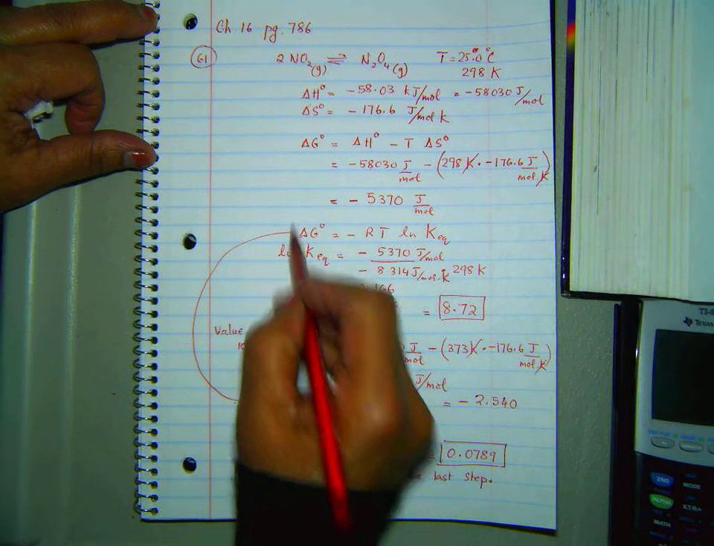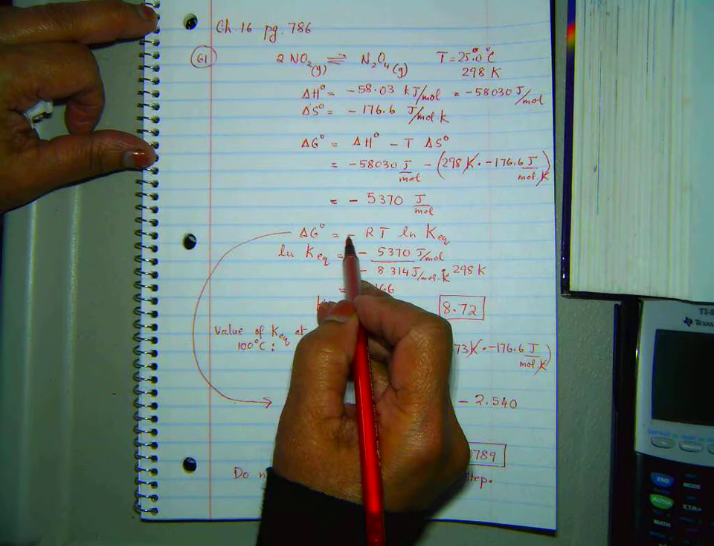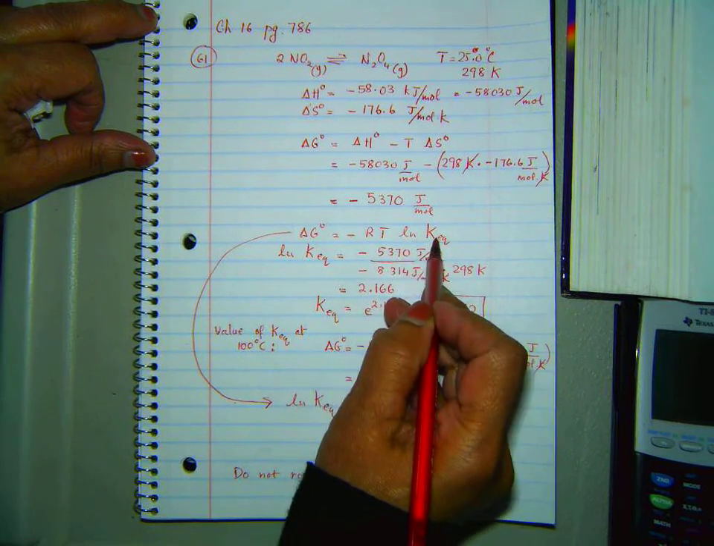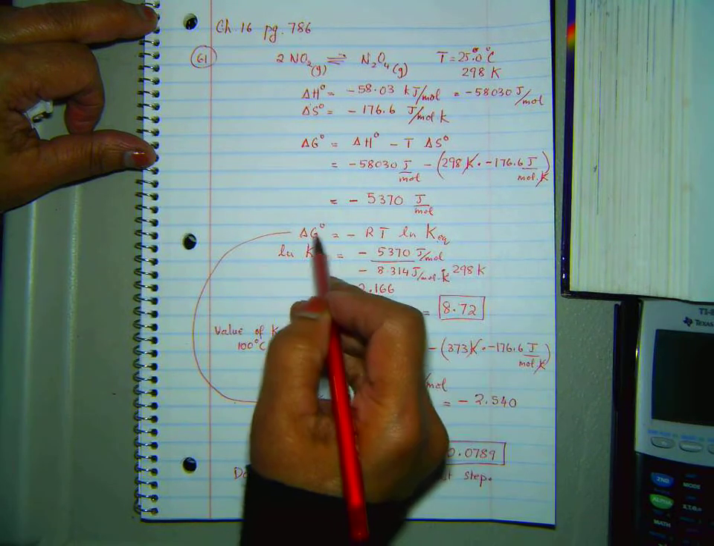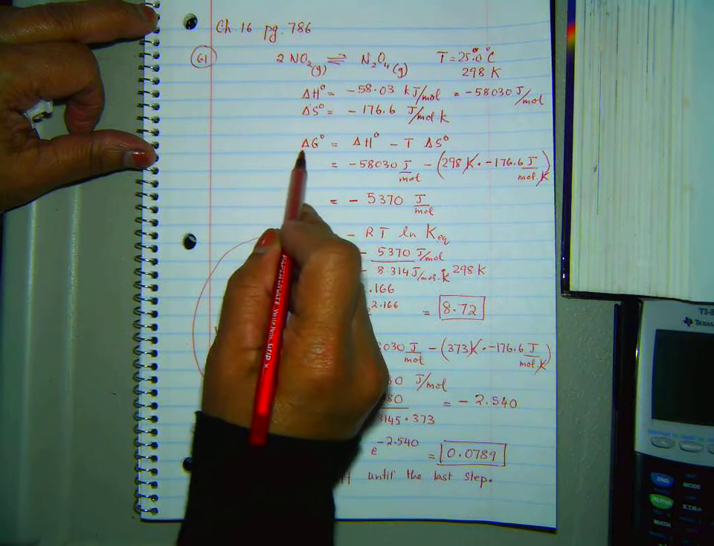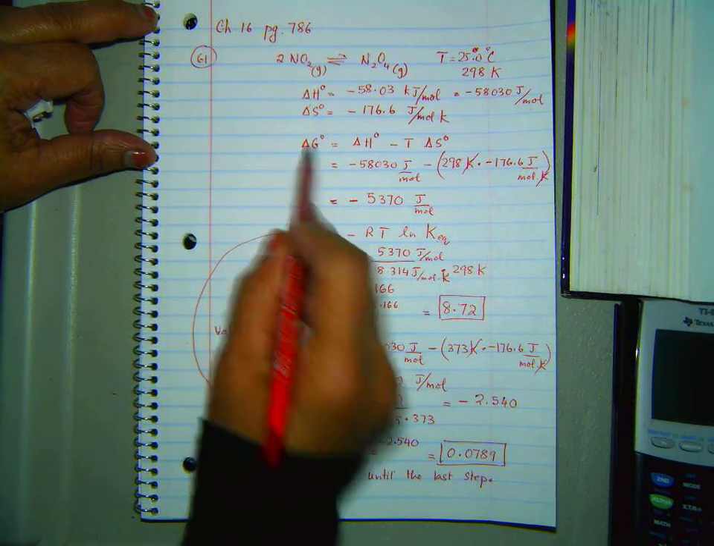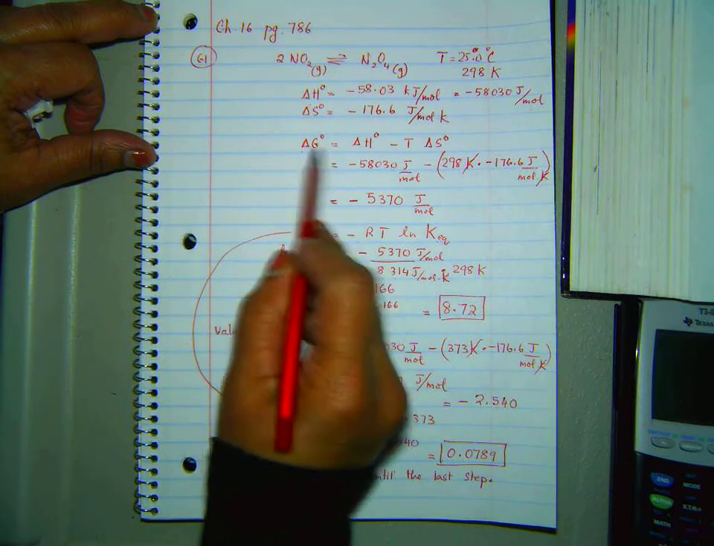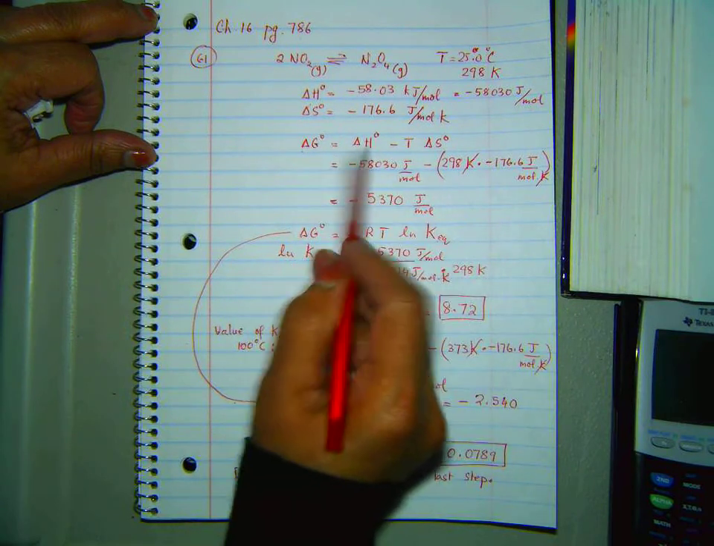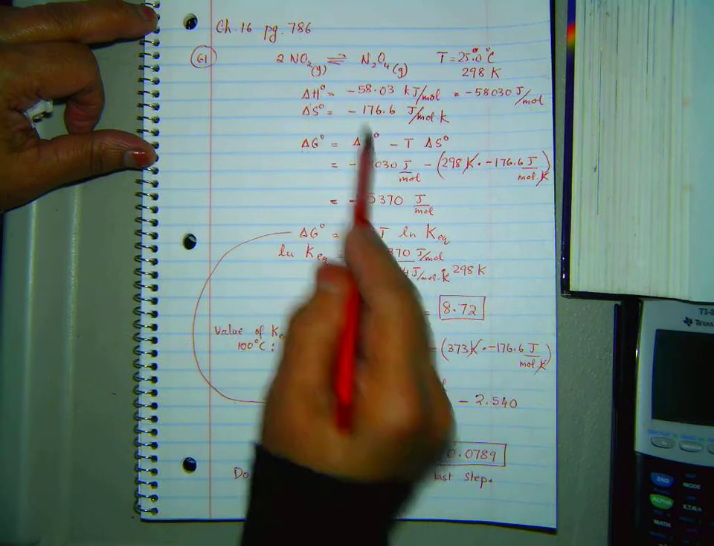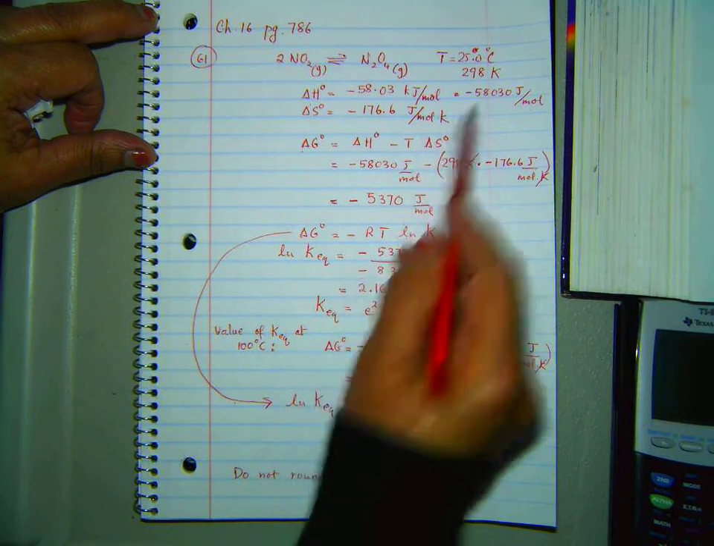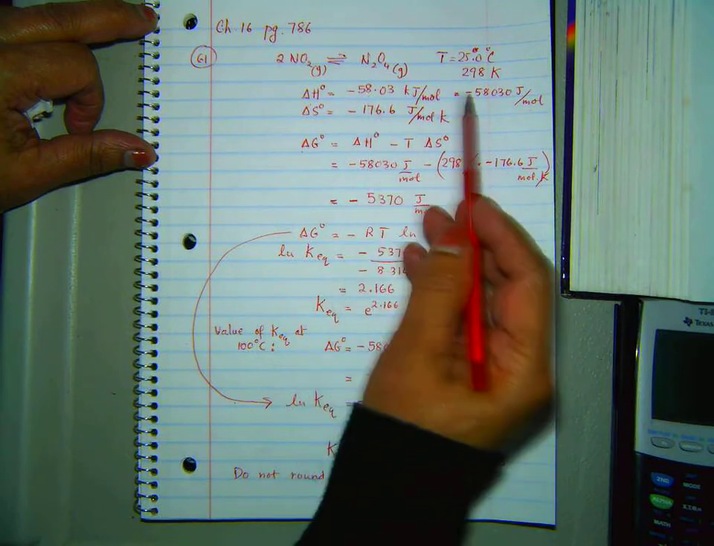We have to use delta G0 equals negative RT ln of KEQ. So first of all we have to get the delta G0 value. So delta G0 is delta H minus T delta S. We have delta H and delta S and the temperature given. So just plug in these numbers.